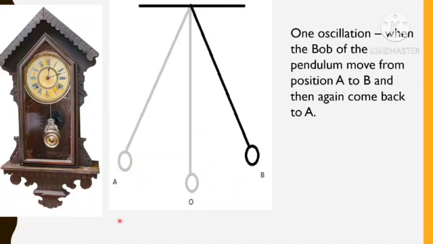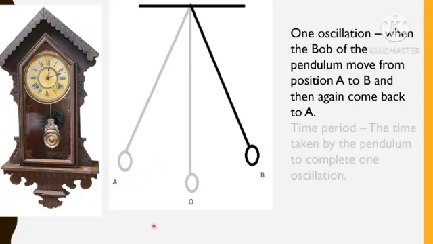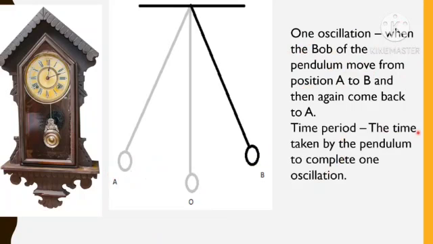That is actually called one oscillation, when the bob of the pendulum moves from position A to B and then comes back to A. This is called one oscillation. The time taken by the pendulum to complete one oscillation is called the time period.